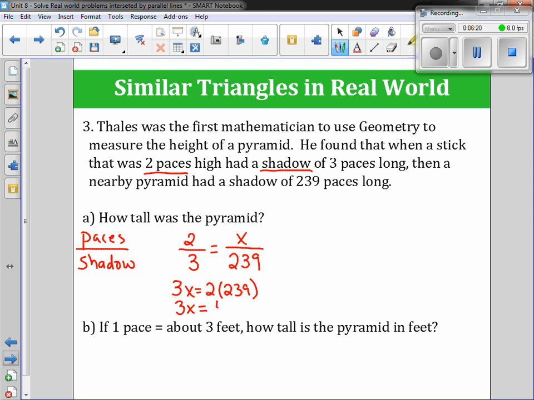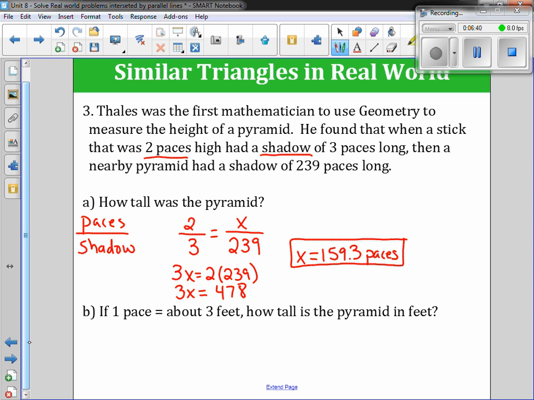3x is equal to 478. And when we divide by 3, we know that x is 159.3 paces. And that is the height of our pyramid.